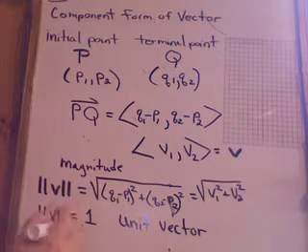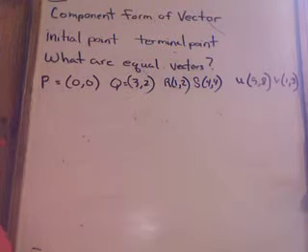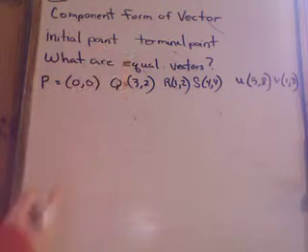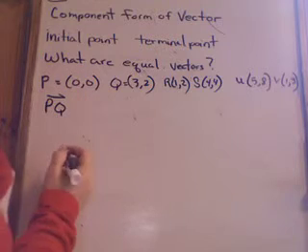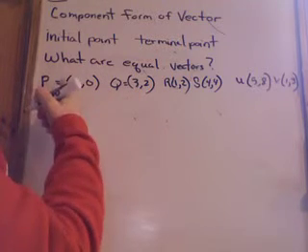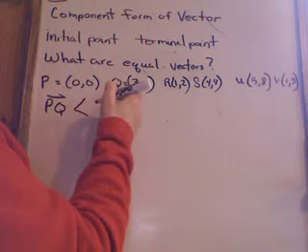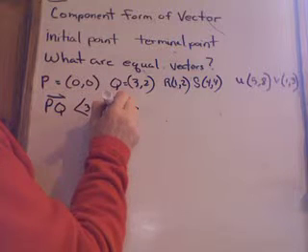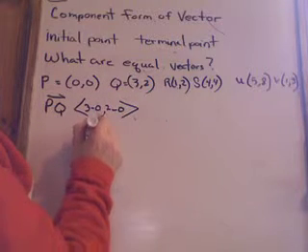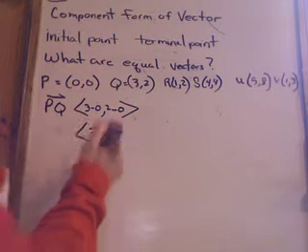Now, I also want to talk about equal vectors. So let's talk about some vectors and see if we have equal vectors. If I want the vector name for PQ, what do I do? Terminal side minus initial side. So let's put it in vector notation here: 3 minus 0 and 2 minus 0. So I get 3, 2 for the vector PQ.